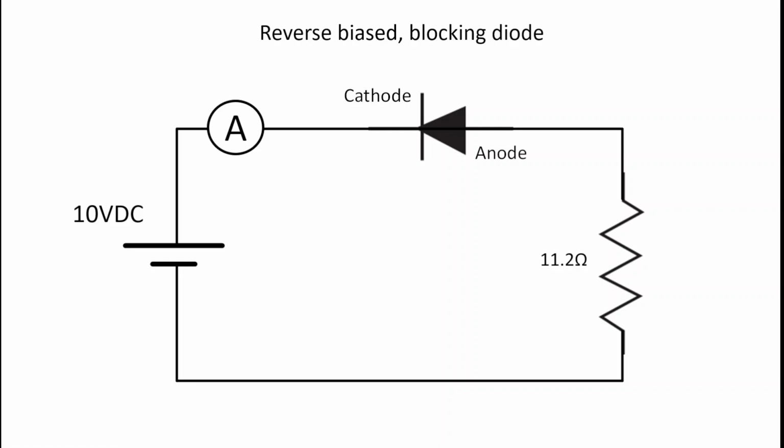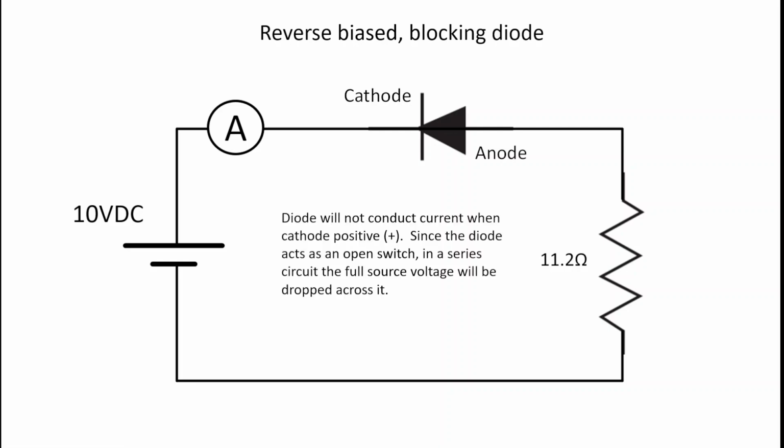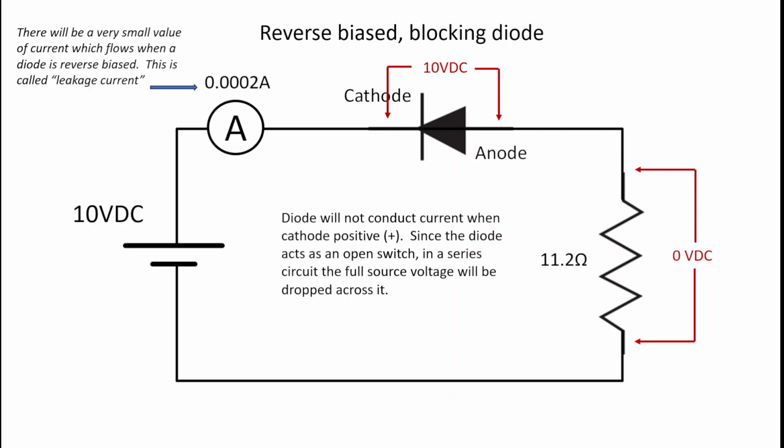When reverse biased, it is considered a blocking diode, and the diode will not conduct current when the cathode is connected to the positive side of the source. Since the diode acts as an open switch, in a series circuit the full source voltage will be dropped across it. So we can see here 10 volts across the diode, no volts dropped across resistance or the load of the circuit. Now there will be a very small value of current which flows when a diode is reverse biased, and this is called leakage current.